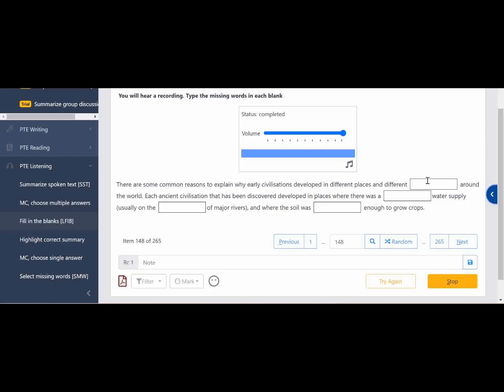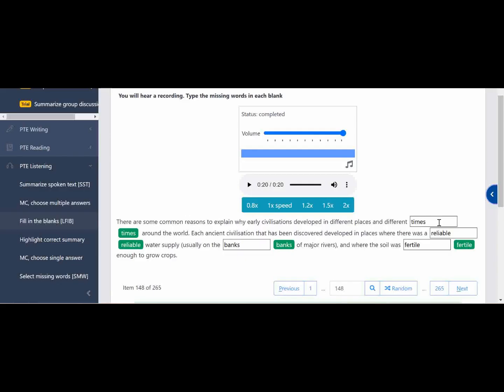So the first one is times, because if you see before the blank, it's places. So it means different places and different times. You can also check before the blanks: there was a. So a means it will be singular. So it is reliable. Third one is banks. You can guess from here also, major rivers, so it means on the banks. Next is fertile. So let's check the answers: times, reliable, banks, and fertile.